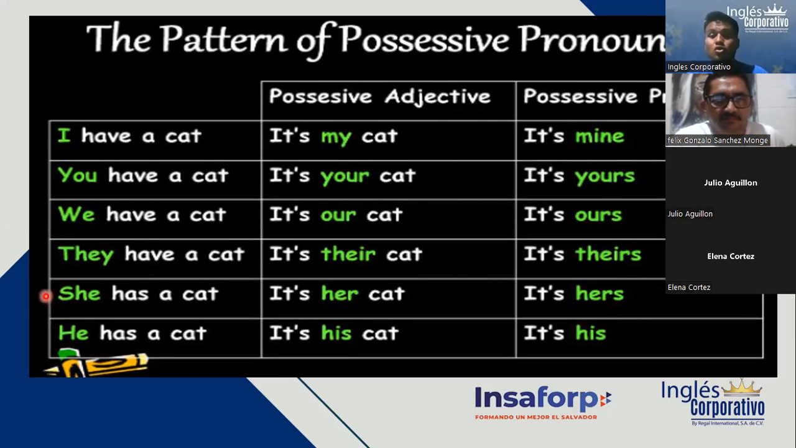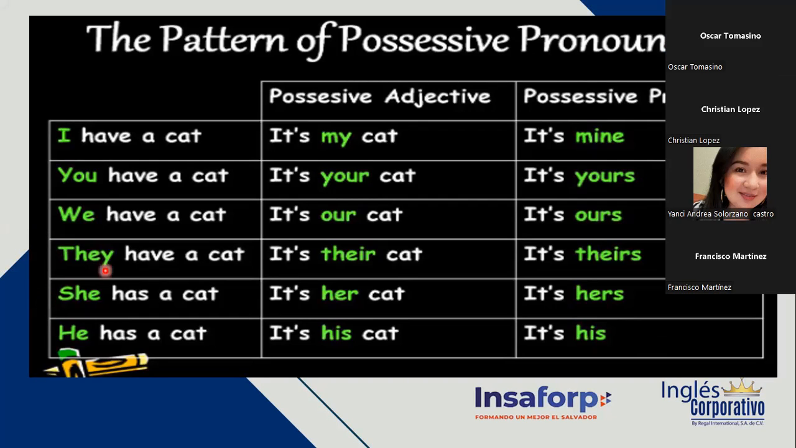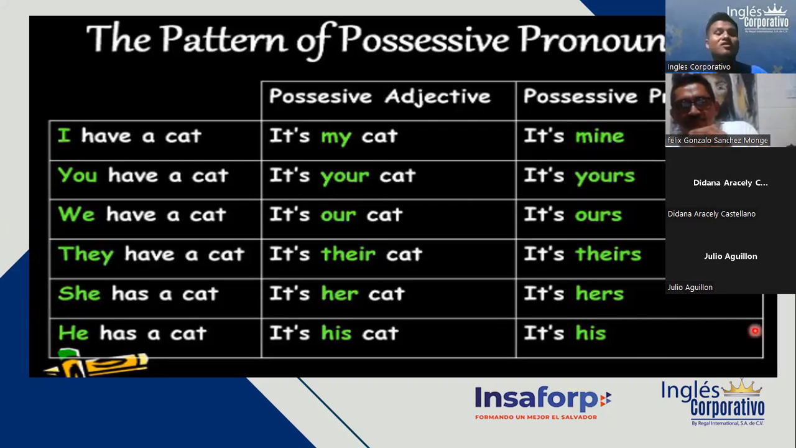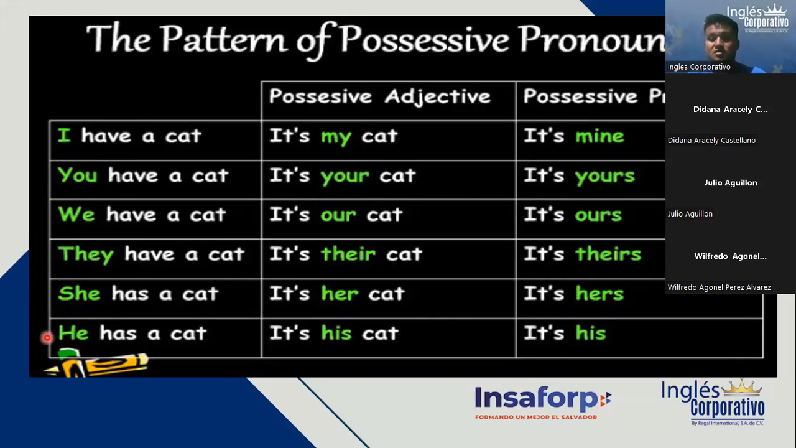Julio, go ahead. And I don't know if I heard Didana, probably. Was that you? Yes. Okay, so let's go with Didana, and then we go with Julio. She has a cat. It's her cat. It's hers. Thank you very much. Julio, go ahead, please. He has a cat. It's his cat. It's his. Okay.